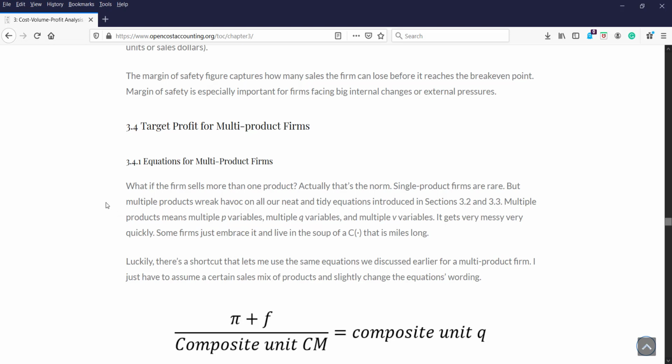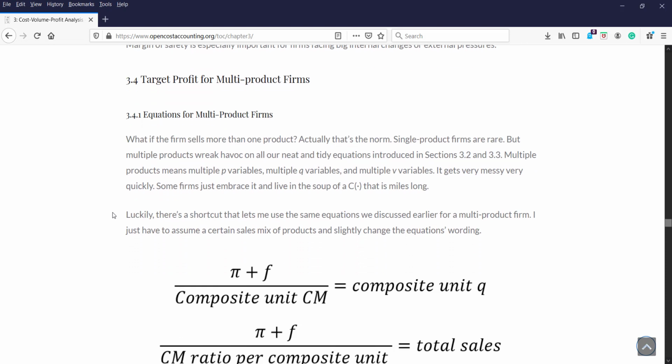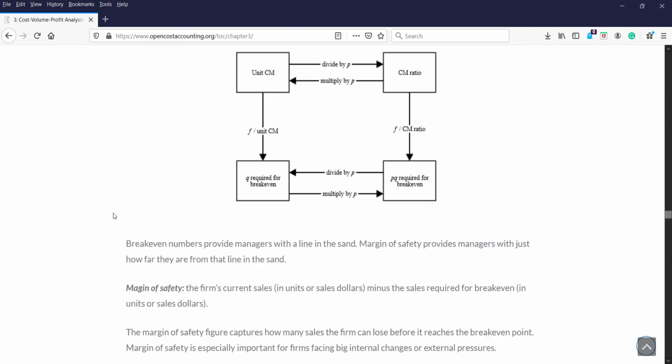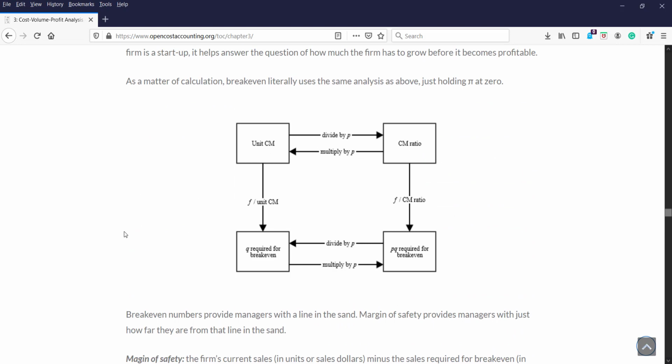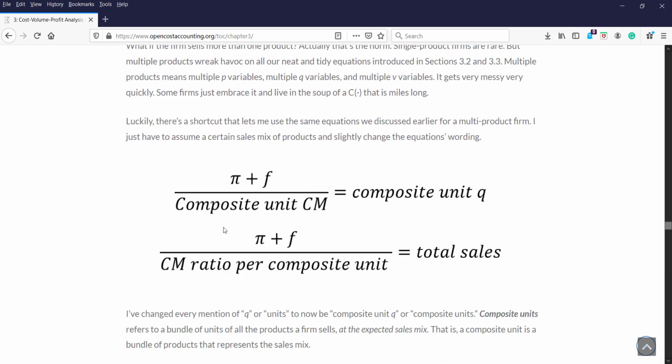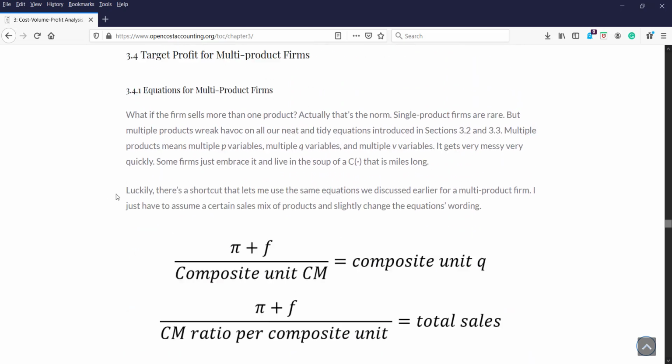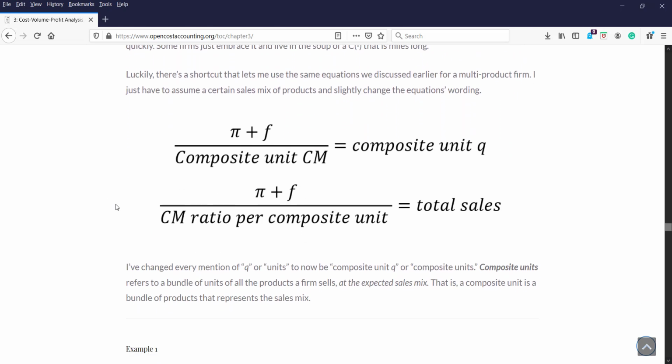Now, it doesn't work so simply as just taking one of those products and doing this analysis. You can use this analysis, but you now have to use composite units. So you have to take some sort. Let me just stop there. These are simply the CM ratio equation and the CM unit equation, and I just put composite in front of every time there's a unit. So composite unit quantity that we need to reach target profit. CM ratio per composite unit down here.